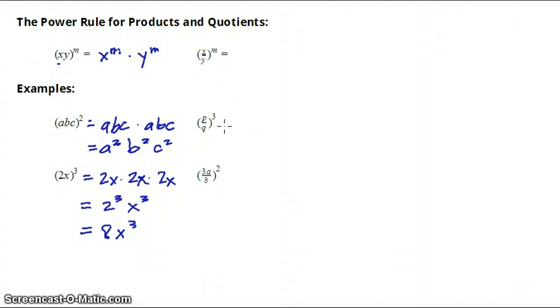So now let's look at some quotient examples. Quotients are going to look much the same. They're going to work in the same way. If I have a quotient like p over q raised to the third power, I'm going to think about fractions here. If I had the fraction p over q and I need to multiply it by itself three times, what it would look like would be p over q times p over q times p over q.